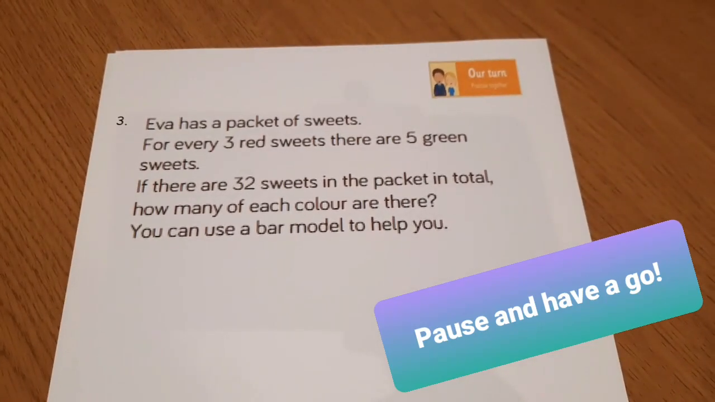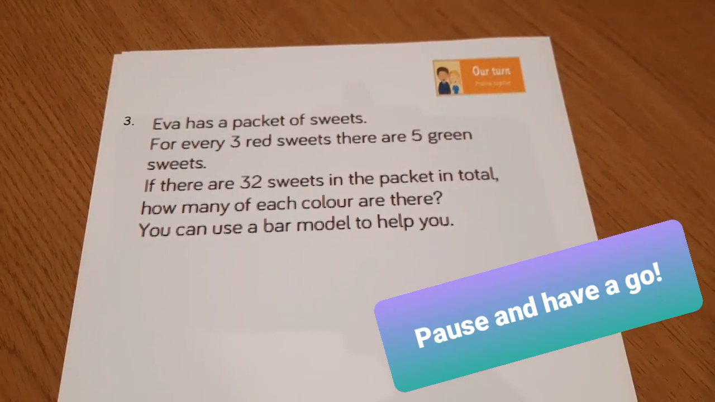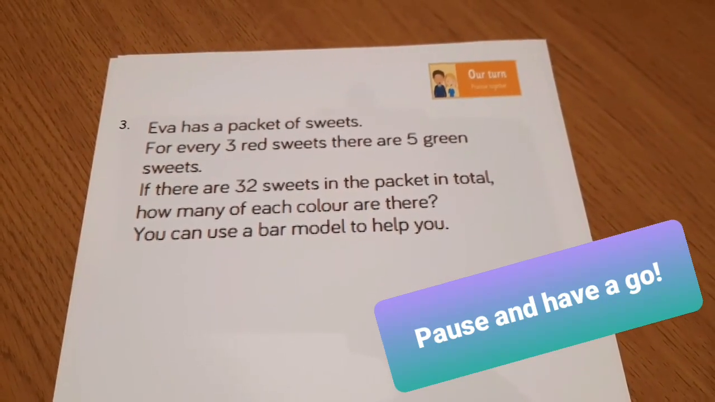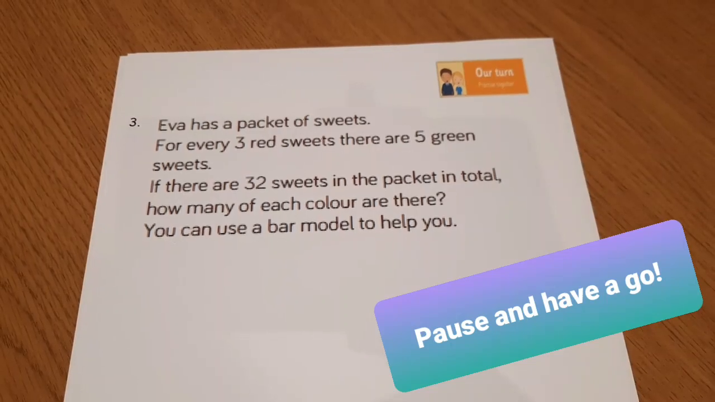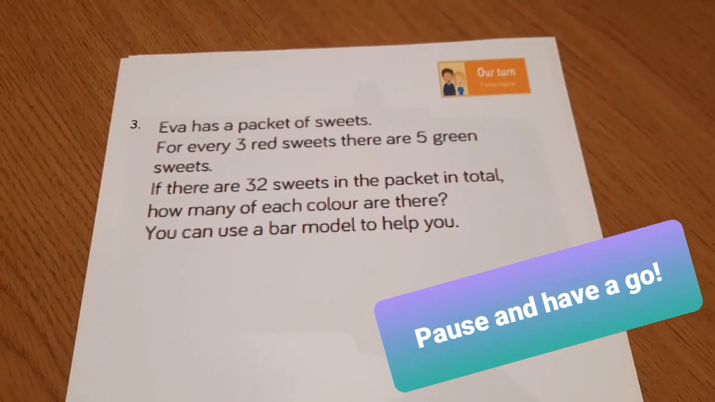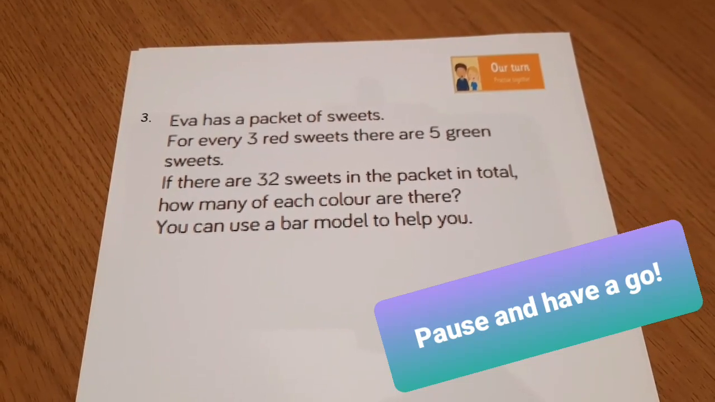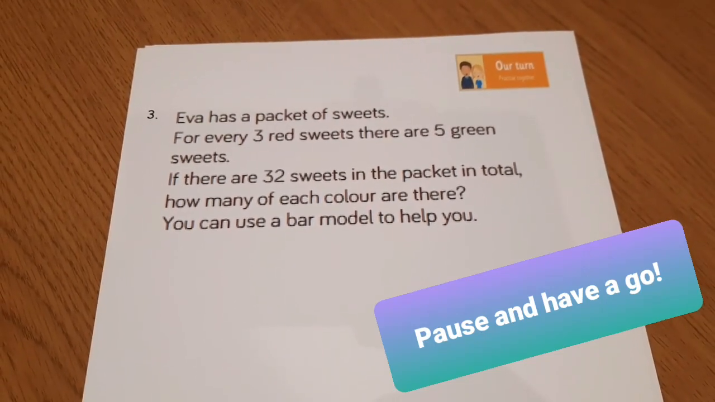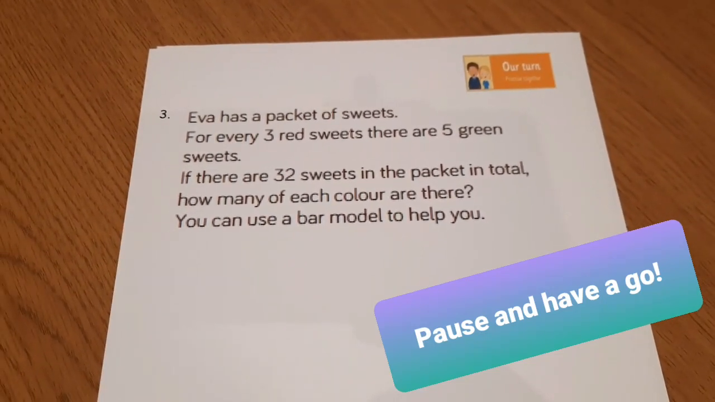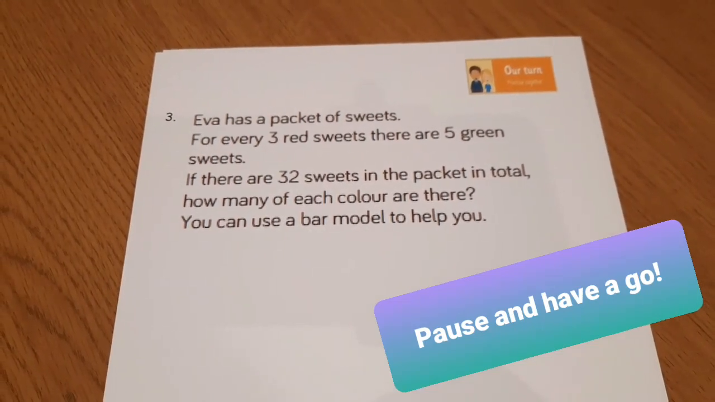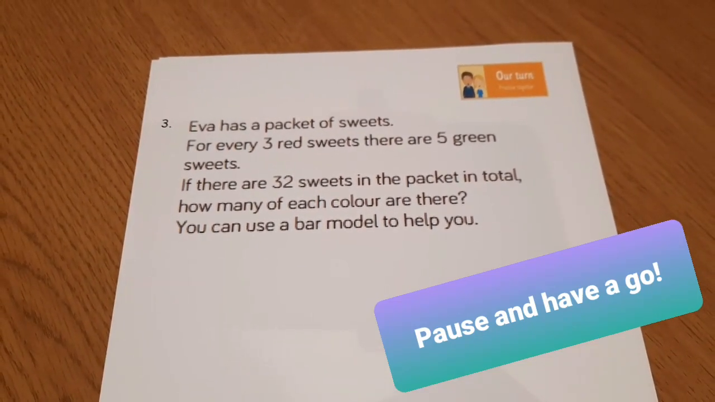Okay, so I'll read it out. Eva has a packet of sweets. For every 3 red sweets, there are 5 green sweets. If there are 32 sweets in the packet in total, how many of each colour are there? So you can use a bar model or the ratio diagram to help you. Okay, pause the video and have a go.